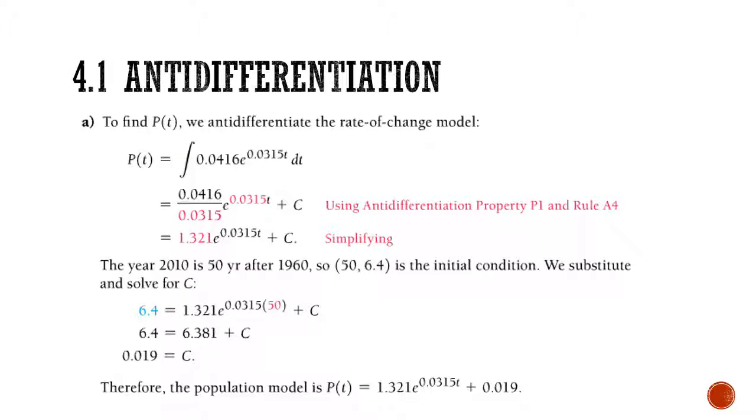Taking the antiderivative, the 0.0416 can come out front. Then we know that from our rule for dealing with exponentials, we're going to have e to the 0.0315t, but we're going to divide that by 0.0315. And when we simplify a little bit, we get 1.321 e to the 0.0315t plus c. Putting in the fact that when t is 50, the population is 6.4, we solve for c and we get 0.019. So you see at the bottom our final equation.